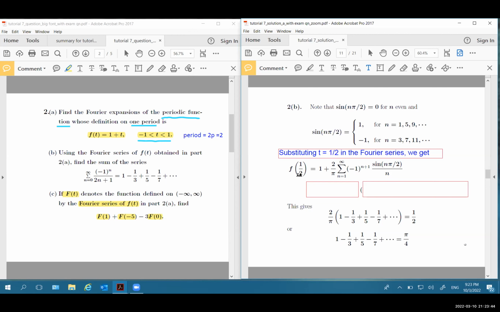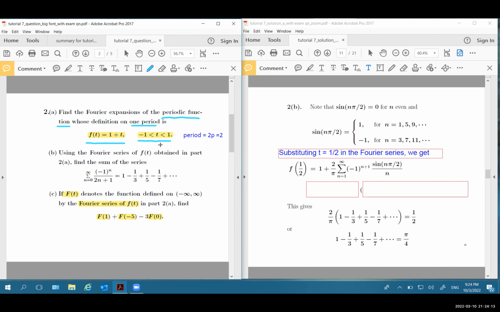But I also want to find it in another way. What is small f at half? Can someone tell me how to get the small f at half? Any idea? Yes, class? Sum in the function. Yes, from the function. Right. So we see your f of t is 1 plus t, right? t from -1 to 1.